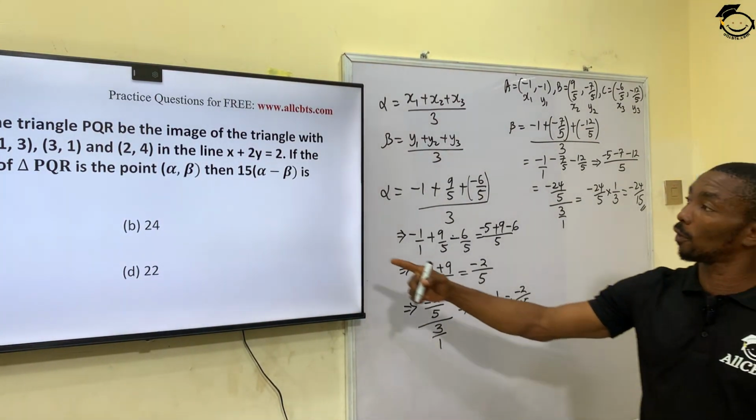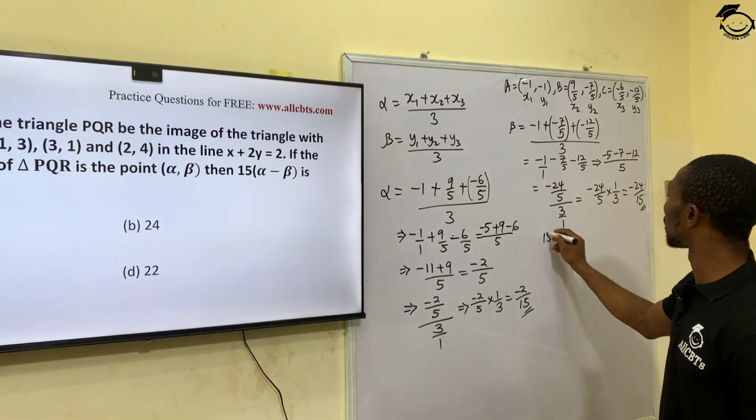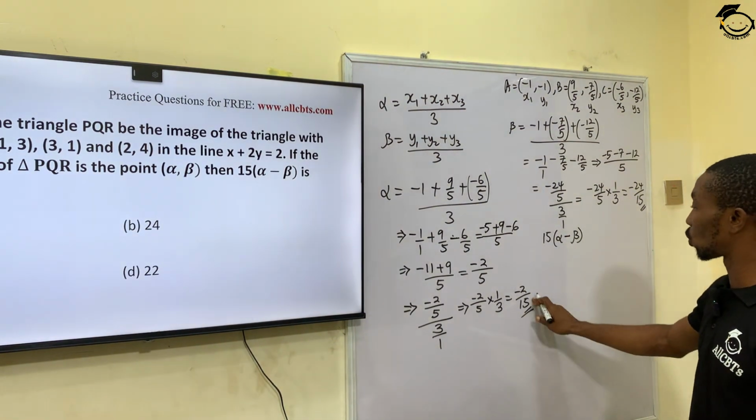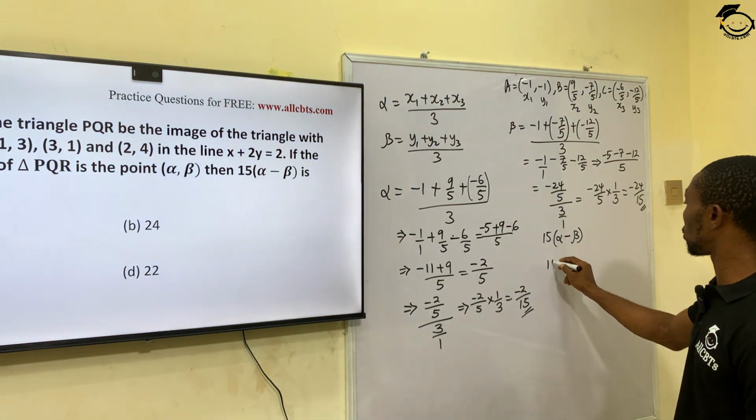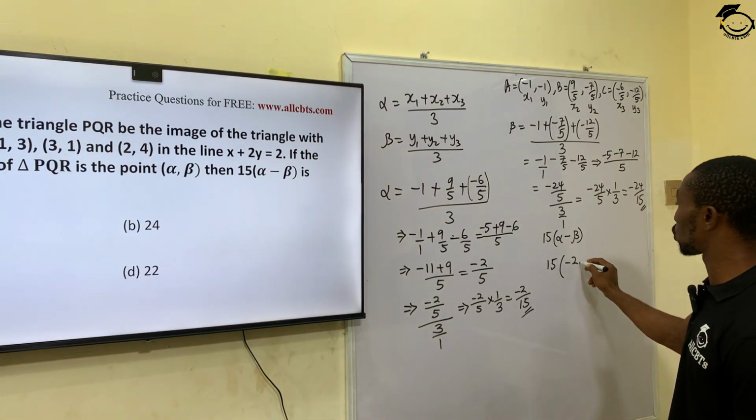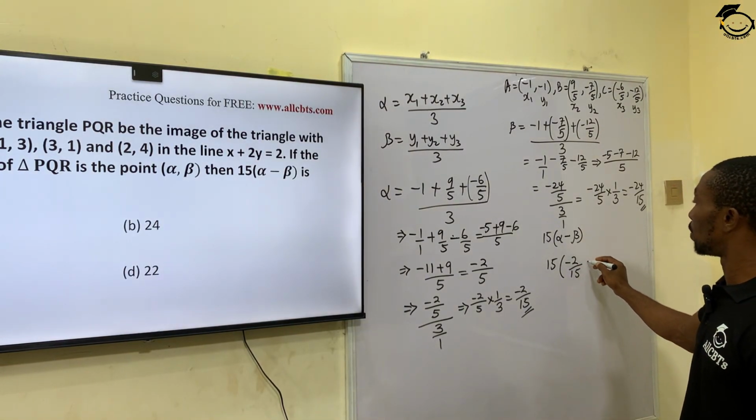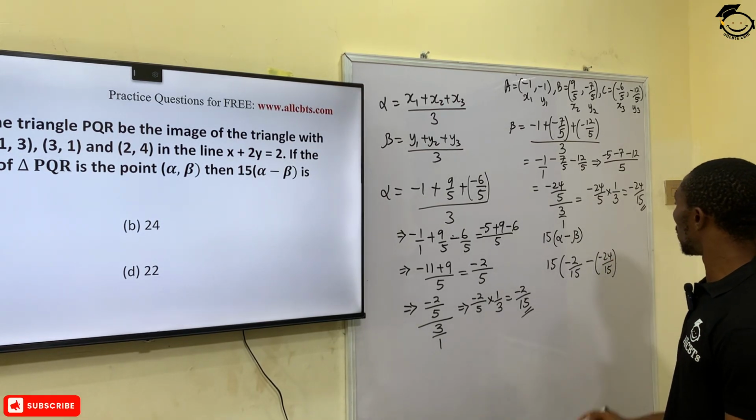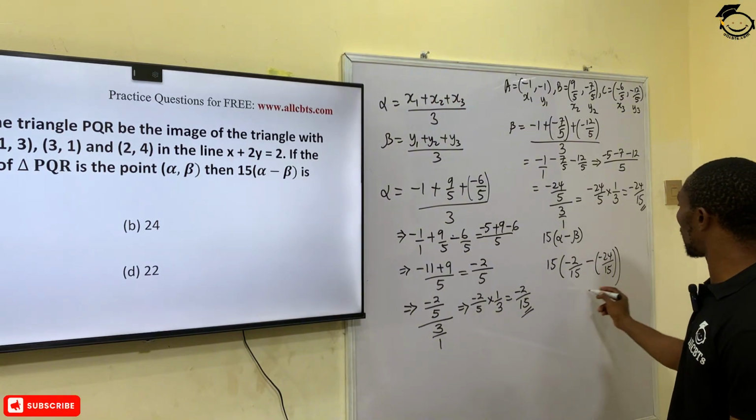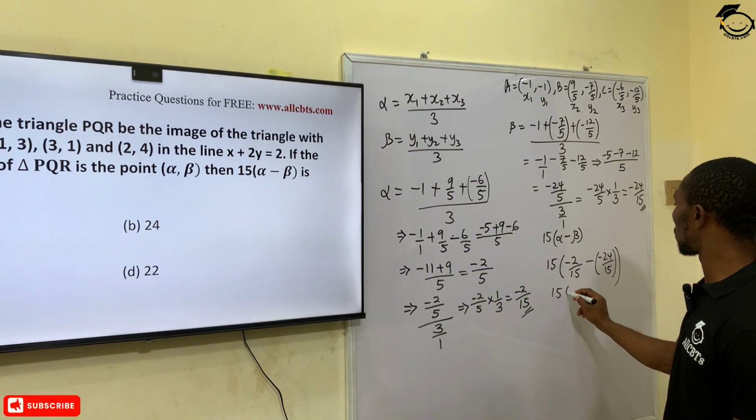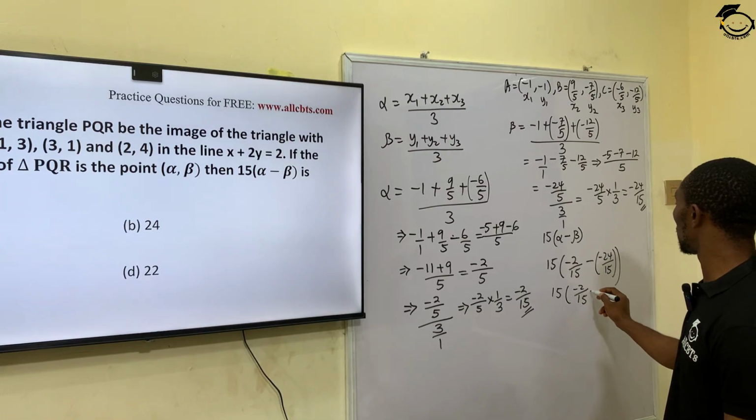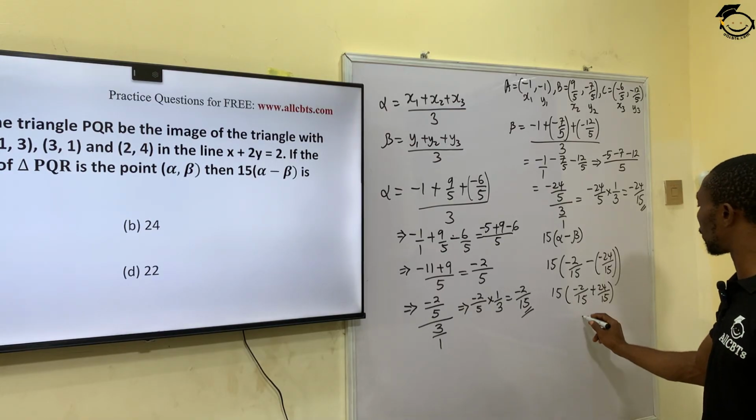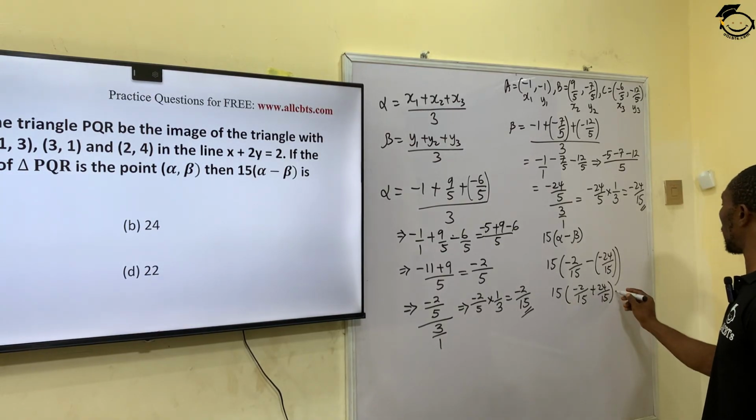Now, looking for 15 bracket alpha minus beta, our alpha is 2 over 15. This becomes 15 bracket minus 2 over 15 minus 24 over 15. All right, so this we would have as 15 times minus 2 over 15 plus 24 over 15. LCM here is 15. Our LCM in the bracket is 15.